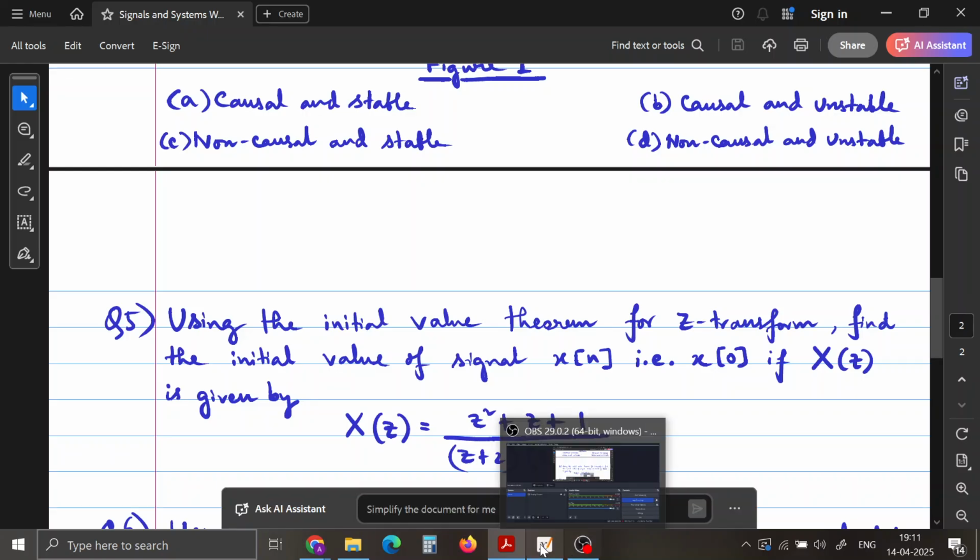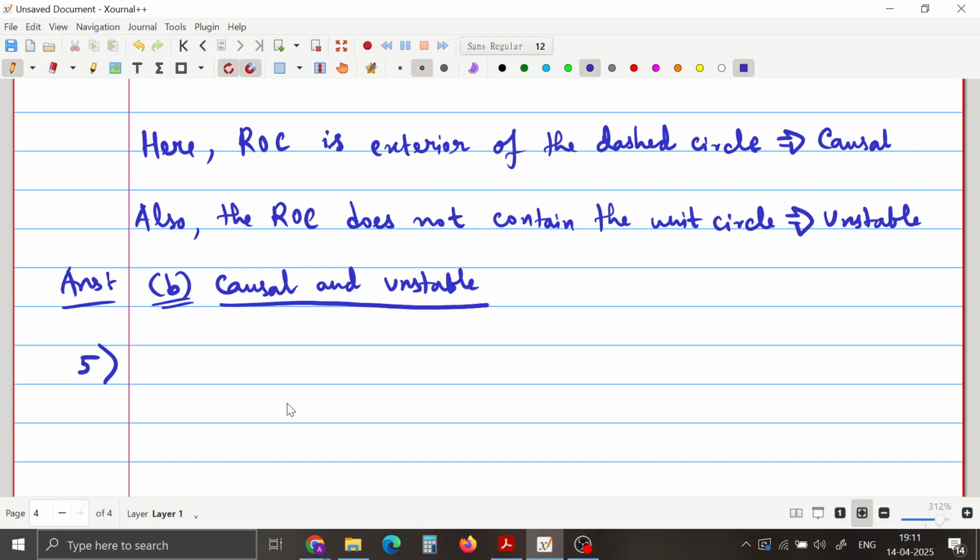For that we need to know the initial value theorem of the Z transform. There are similar initial value and final value theorems for the Laplace transform as well in the S domain, but here we are talking about the Z domain, the initial value theorem and final value theorem for the Z transform. So let me state the initial value theorem.